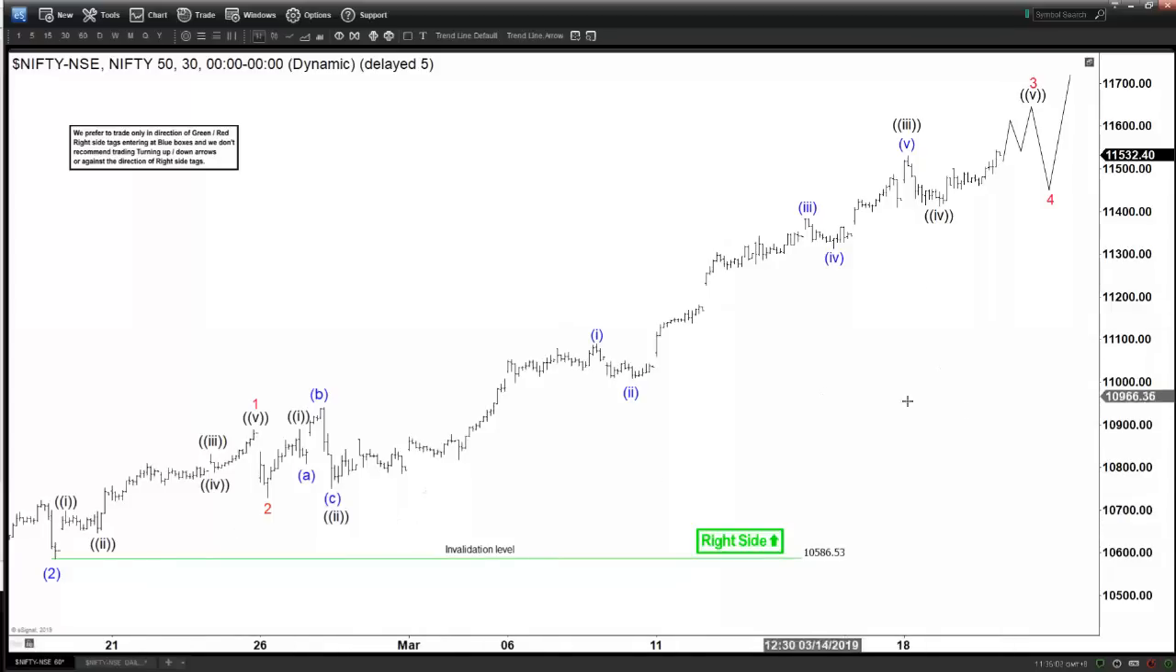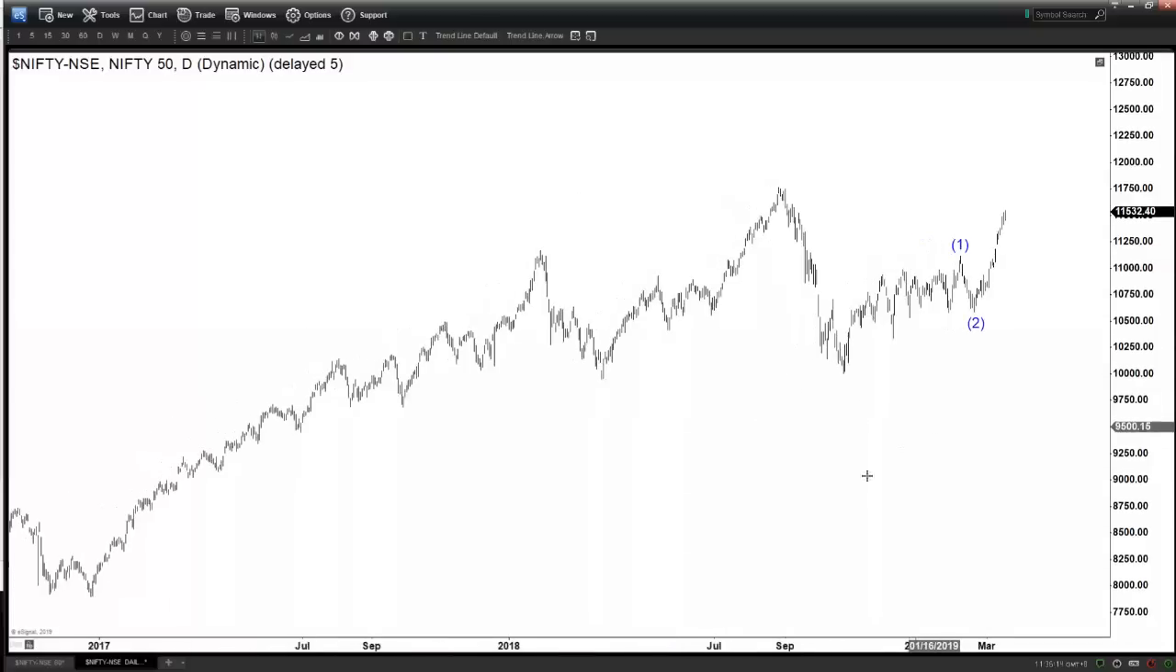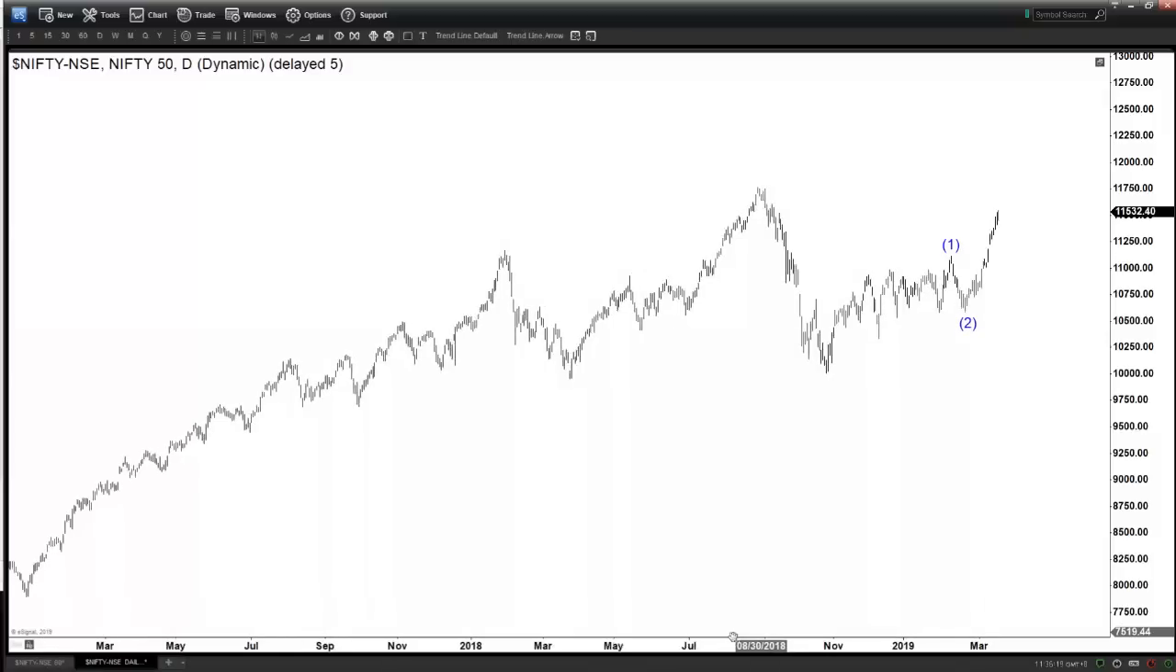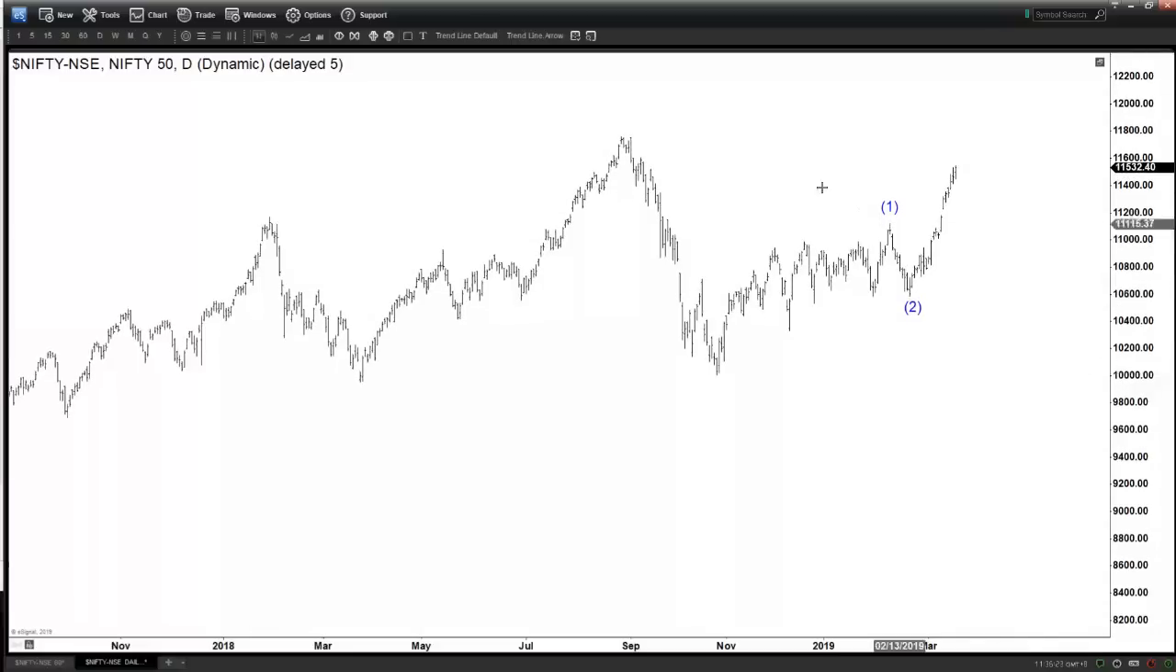All right, so now let's take a look here at the larger degree to get an idea of where we are in the Nifty. This is a daily chart of the Nifty. Now of course you can have a complete view and all the labels in our member area, and you can always try 14 days for free and look at our service, how we can help you.